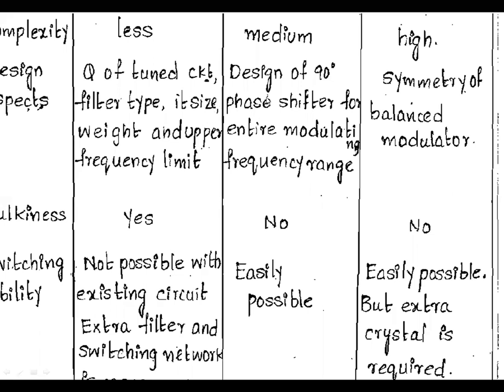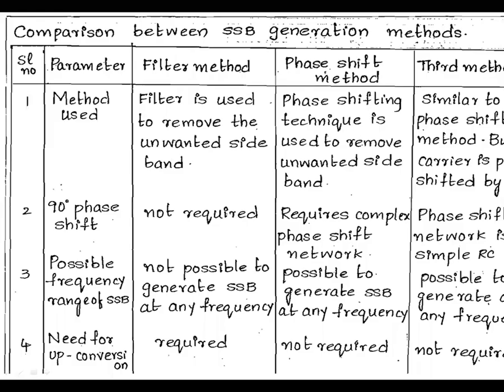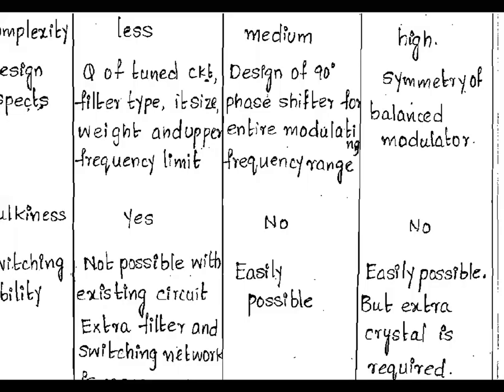The second one is design of a 90-degree phase shifter for the entire modulating signal frequency range. So here a certain limit of frequency is used to design. The sixth point is the same as that. A certain design frequency is there for the filter method, and that's why the design frequency is set by using the Q of the tank circuit.